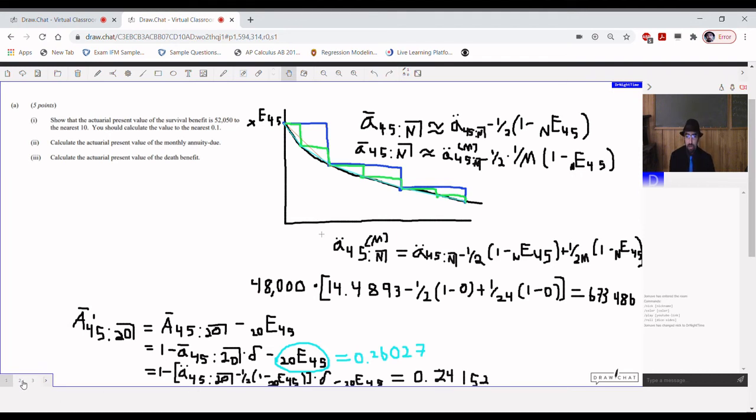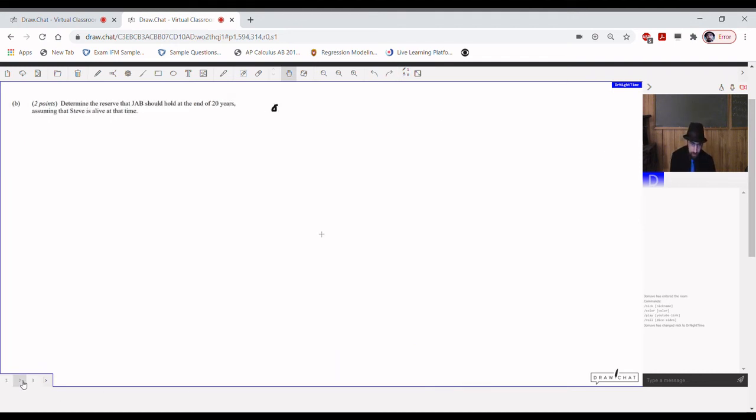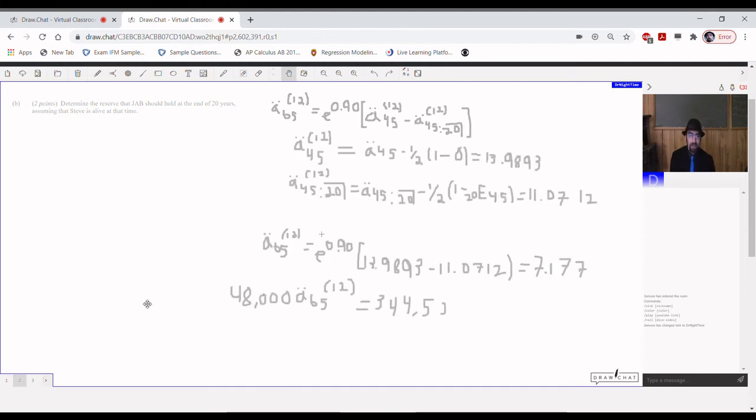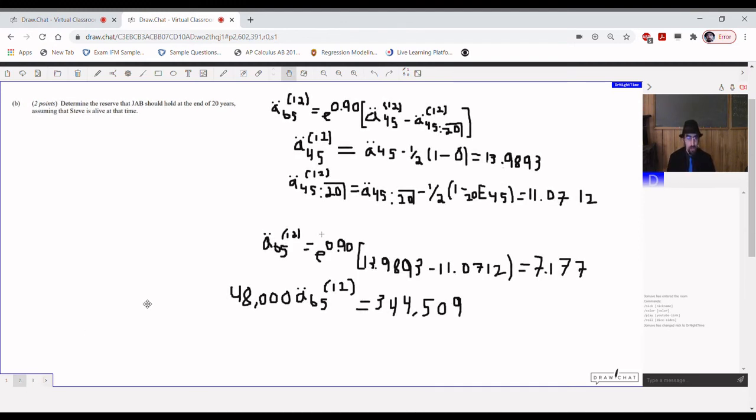Okay, so that was the hardest part, as I mentioned. Part 2 is somewhat easier. It says, determine the reserve that JAB should hold at the end of 20 years, assuming Steve is alive at the time.